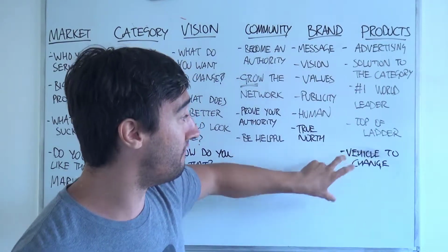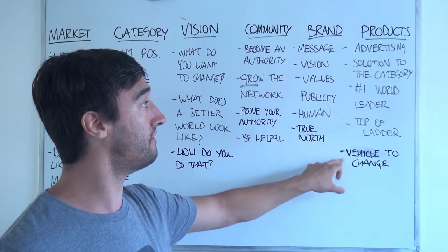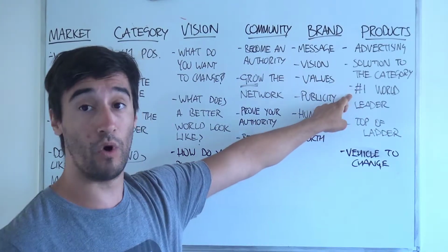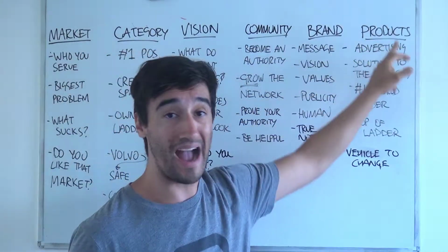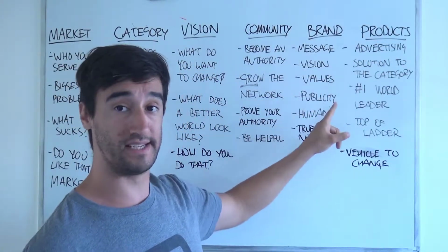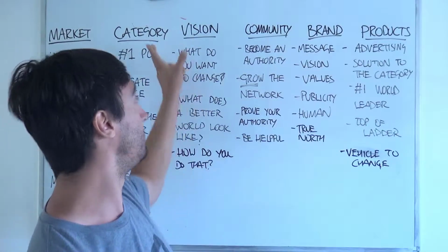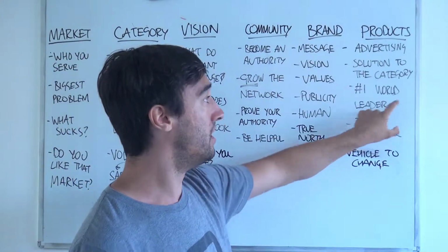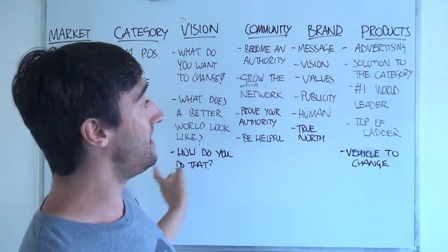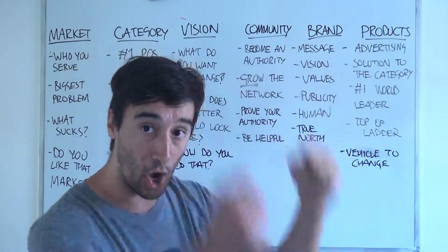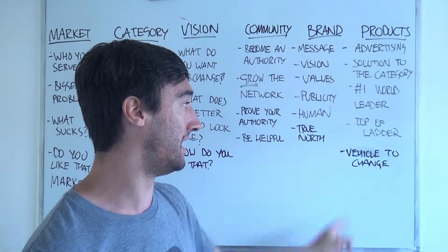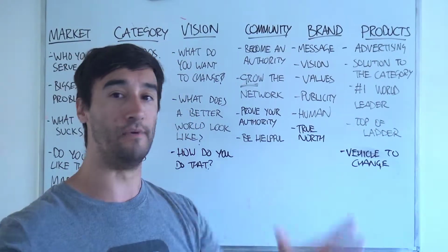Finally, products are the vehicles to change, okay? Products are the vehicles to change. They have to be a world leader, number one. You've got to be a solution to the category. Products is where you advertise, okay? Brand is where you do publicity. You push a message out. Publicity also works for category. You push that out: world number one leader in the category. This is how you get top of the ladder. Coca-Cola, Volvo, okay? They own the ladder, they put a product at the top of that ladder, and that's the vehicle to change.